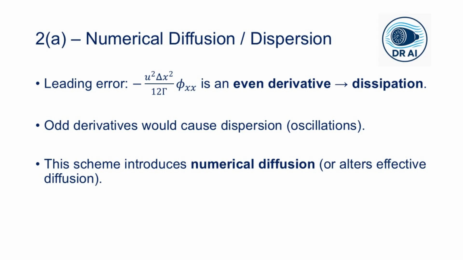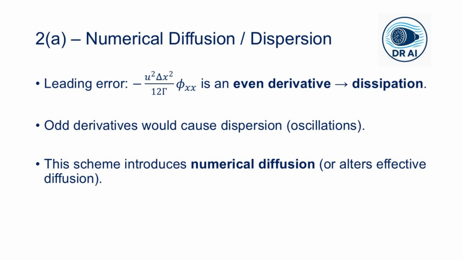Now, the second part of this problem is about numerical diffusion or dispersion. In its first subpart, we have to identify the leading error. From the modified equation we just derived, we see the leading error term is a second derivative term, which is minus u squared delta x squared divided by 12 times the coefficient, multiplied by the second derivative of phi with respect to x. So this is an even derivative.